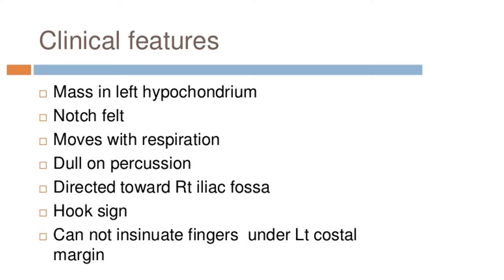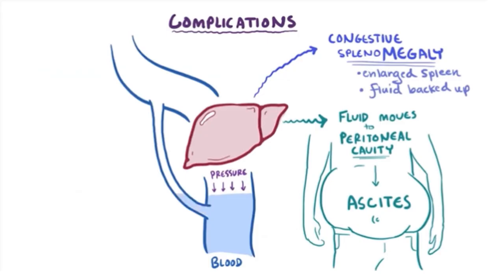Hook sign means you can put your fingers inside the ribs when it is a renal mass, but you can't put fingers when there is spleen. So this is the difference, clinical features as well as difference between hypersplenism and splenic mass and the left enlarged renal mass.